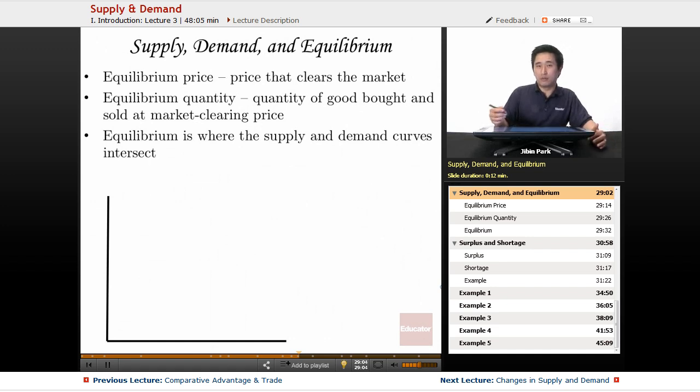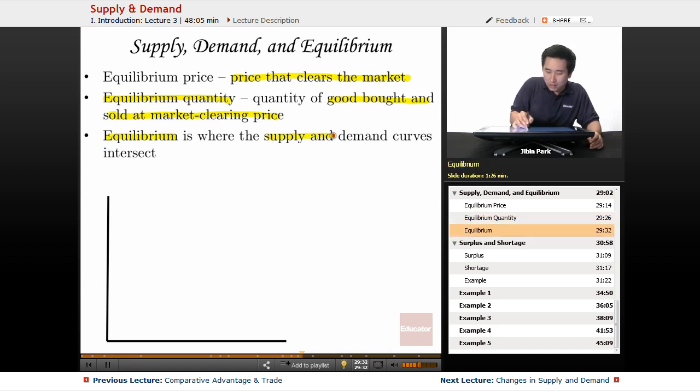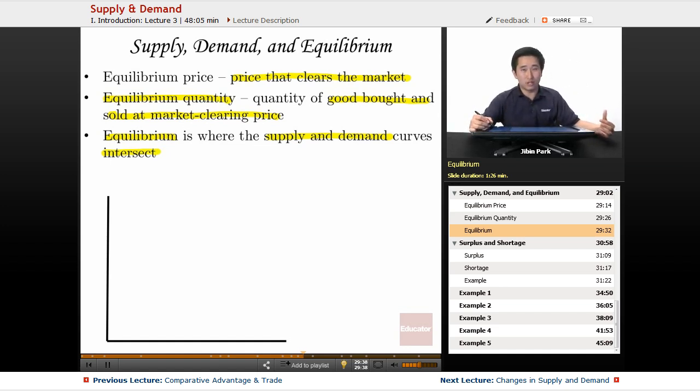So supply, demand, and equilibrium. So I've been labeling the supply, demand, and I threw in the equilibrium here, but what does that actually mean here? Well, equilibrium simply means that it is the price that clears the market. So it's the intersection of supply and demand, and that's basically the equilibrium price. So the equilibrium quantity is the quantity of good bought and sold at the market clearing price. And so the equilibrium is where supply and demand curves are going to intersect here. So I kind of already introduced that when I drew the supply and demand curves, but I'm just going to talk about it a little bit more fully here.